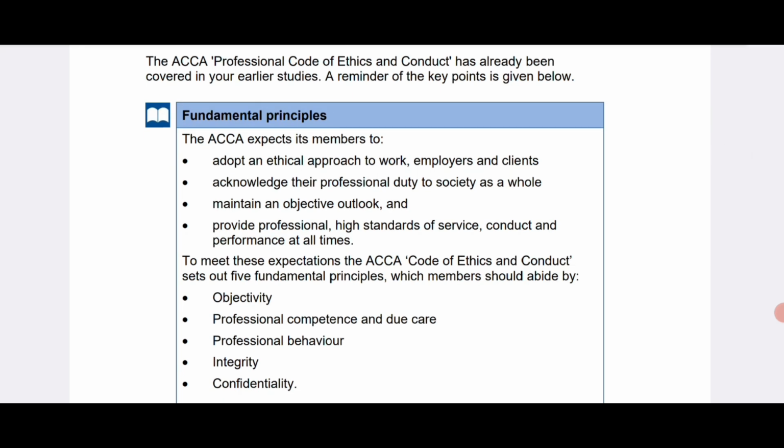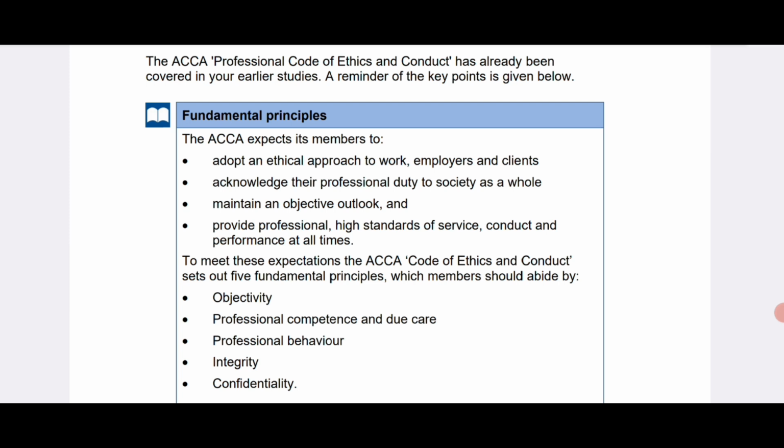Adopt an ethical approach to work, employers and clients. So they have to be ethical. They will protect the employer's and client's rights, and treat them the same way, in a professional way. Acknowledge their professional duty to society as a whole.